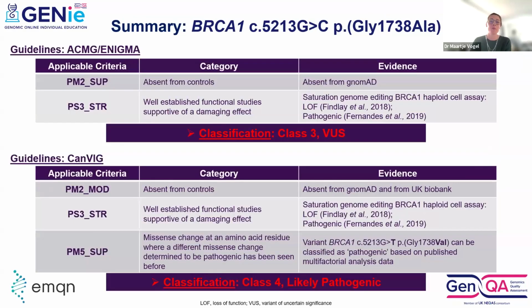Next slide, please. So when you use the ENIGMA guideline, so the BRCA1 gene-specific guideline, you can reach a classification of class 3 for this variant. When you use the CanVIG guideline, you can come to class 4. Next slide, please.